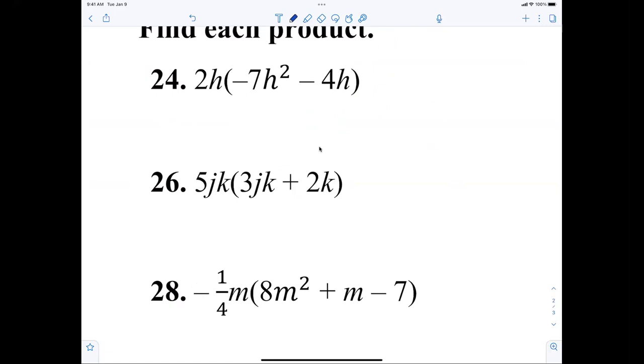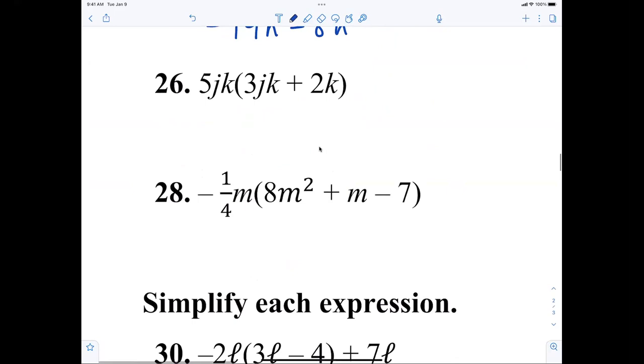So it'd be negative 14h to the third, minus 8h to the second. Good job. All right, over here. All right, 15j squared k squared. Good. Plus 10j k squared. Very nice. Very nice.